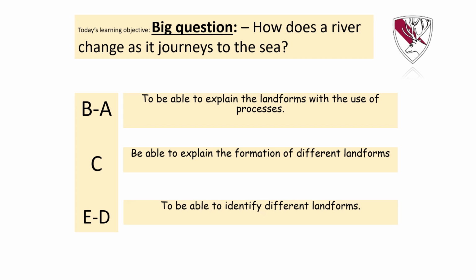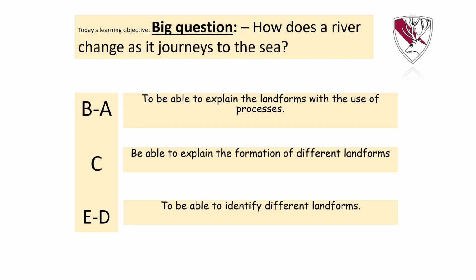Well, hello Year 7. Last lesson you learnt about the different processes that happen in rivers. You learnt about erosion, the wearing away of the river's bed and banks. You learnt about transportation, which is the movement of material in the river. And you learnt about deposition, which is the dropping of material.